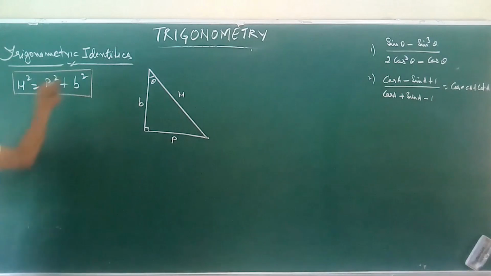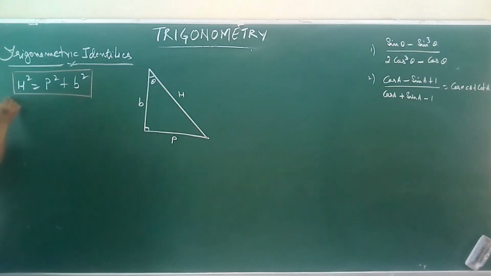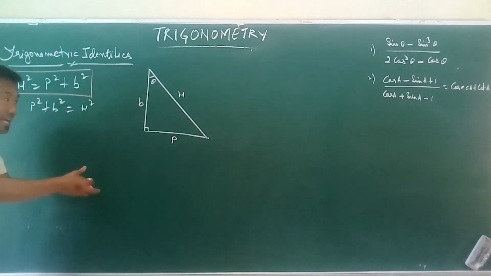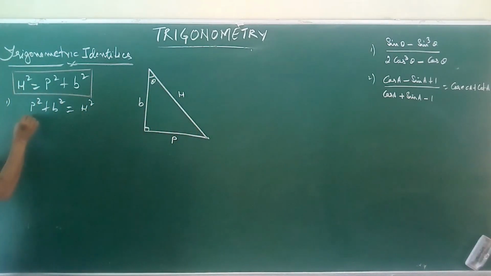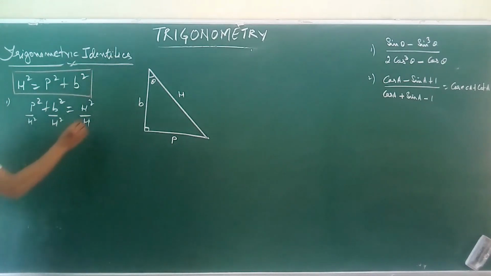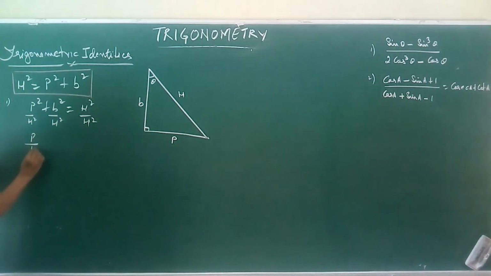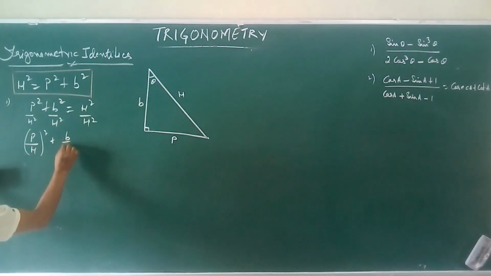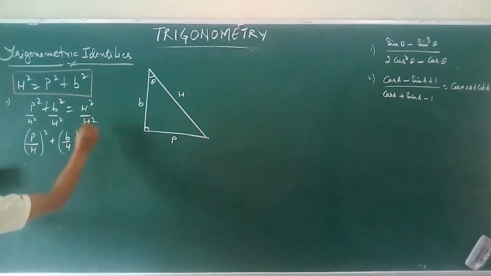Let's see. For example, the first derivation is number 1. If we have this equation, p square plus b square is equal to h square, and we divide by h square on both sides, then p square by h square is p by h whole square, same thing, isn't it? And similarly here, plus b by h, again whole square, and here it cancels and becomes 1.